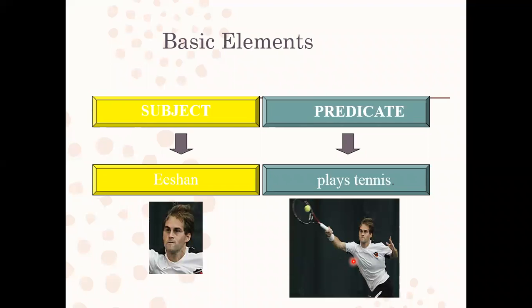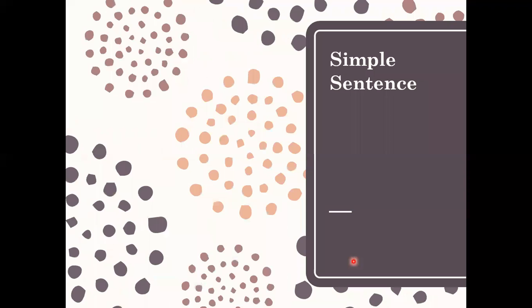There are two basic elements. One is subject, second is predicate. Let's see an example. Ishan plays tennis. In this sentence, Ishan is the subject and plays tennis is the predicate. So these two things are mandatory for a sentence.